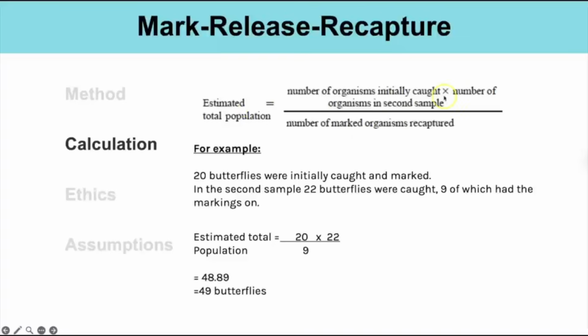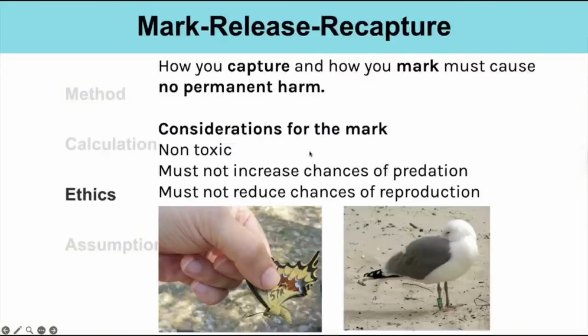There's always a mark for stating this formula when you have a method question for mark, release, recapture. So if in doubt, always state that formula. There's questions linked to the ethics of this sampling as well. So you need to consider that when you're marking the initial sample, the way you mark them is not with a toxic chemical. So if you are putting on paint, it has to be non-toxic. It mustn't increase their chance of being seen by predators and therefore eaten and killed. And it mustn't reduce their chances of reproduction. So those are the ethics.